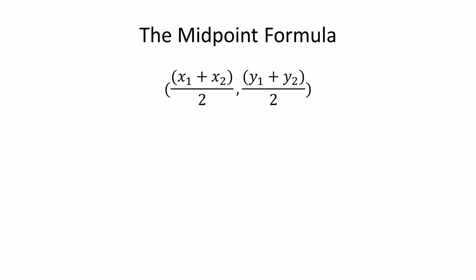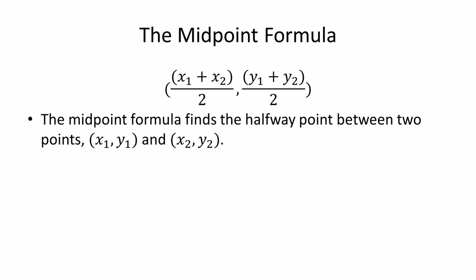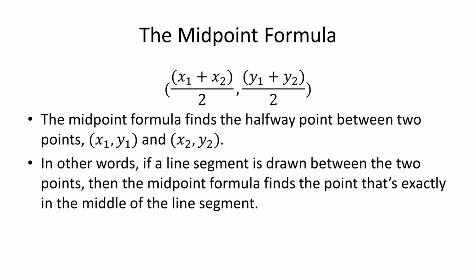The midpoint formula is ((x sub 1 plus x sub 2) divided by 2, (y sub 1 plus y sub 2) divided by 2). So the midpoint formula finds the halfway point between 2 points, (x sub 1, y sub 1) and (x sub 2, y sub 2). In other words, if a line segment is drawn between the 2 points, then the midpoint formula finds the point that's exactly in the middle of the line segment.